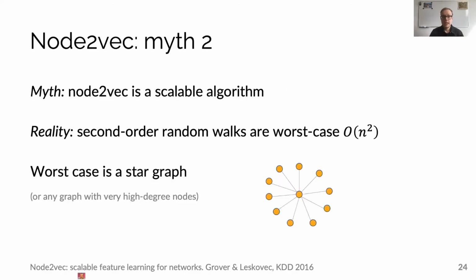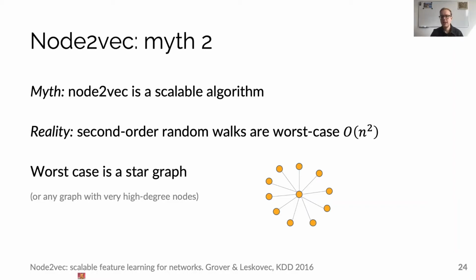Myth 2 is that Node2vec is a scalable algorithm. So it's even in the title, and typically we believe titles and papers. So the title is Node2vec: Scalable Feature Learning for Networks, published in KDD. In reality, the second order random walks are worst case quadratic in the number of nodes in the graph. And that's really bad if we talk about graphs.